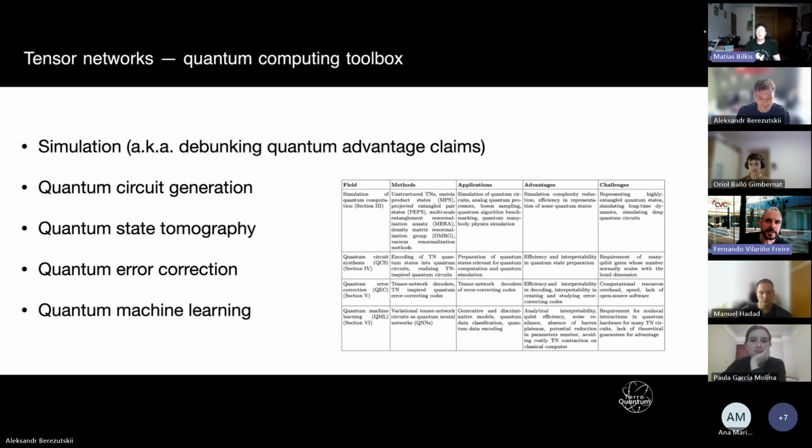Sure. Alex, in this nice table that you are showing to us, it took my attention, this property of analytical interpretability that is placed as an advantage for tensor networks for quantum machine learning. How do you see this analytical interpretability beyond, for instance, the analytical interpretability that variational quantum algorithms could have? Yeah, that's a good question.